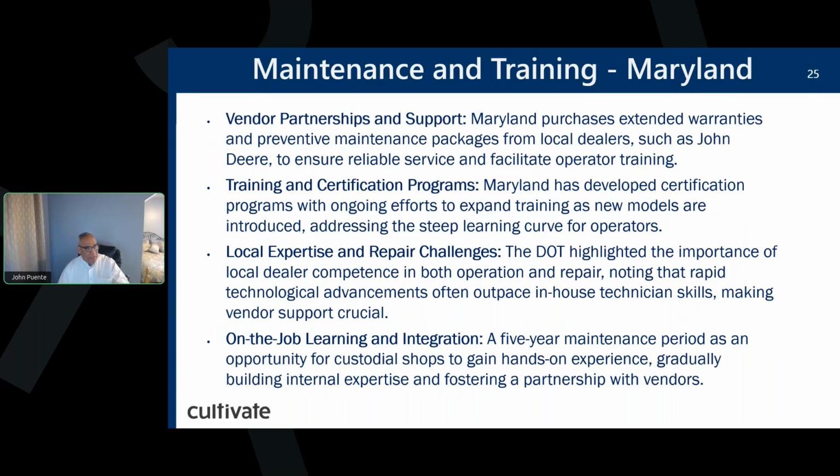So lastly, they talked about long-term purchasing programs. This gave their technicians ample time to get hands-on experience while building relationships with those dealers where they purchased or rented their equipment from.